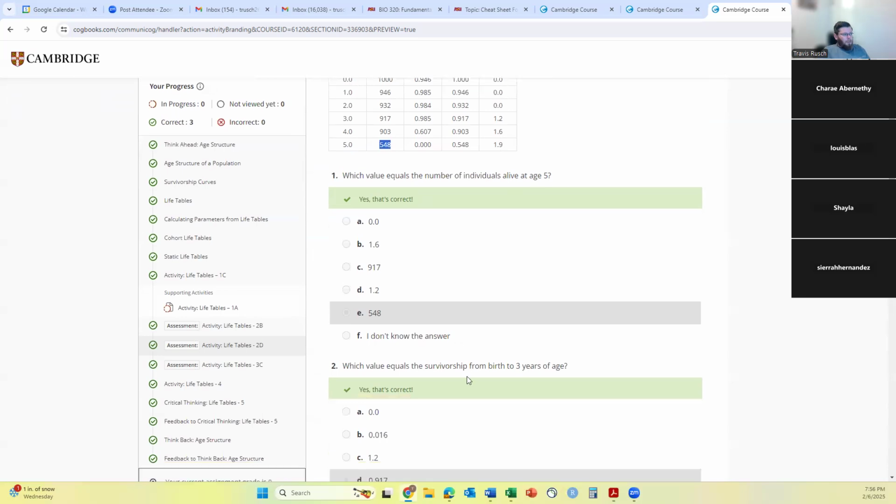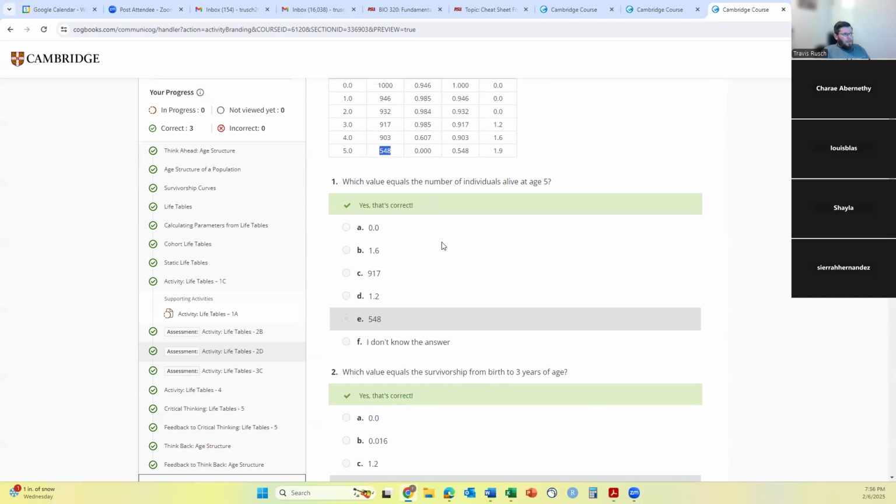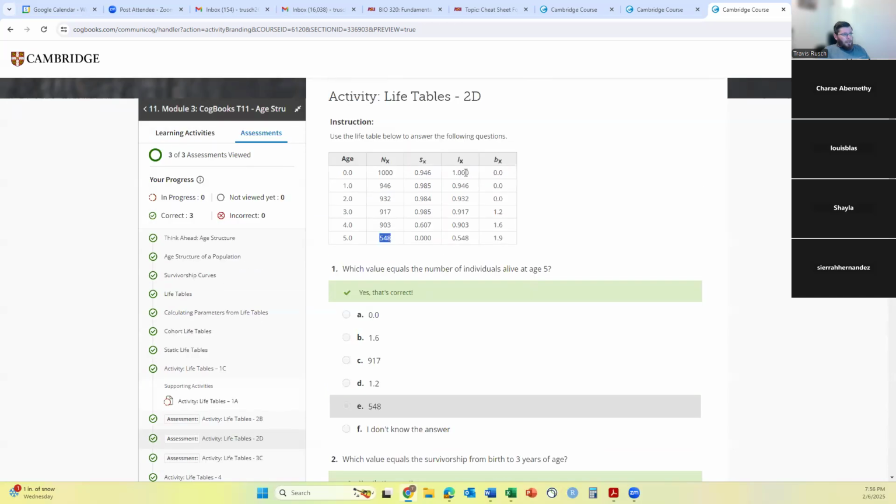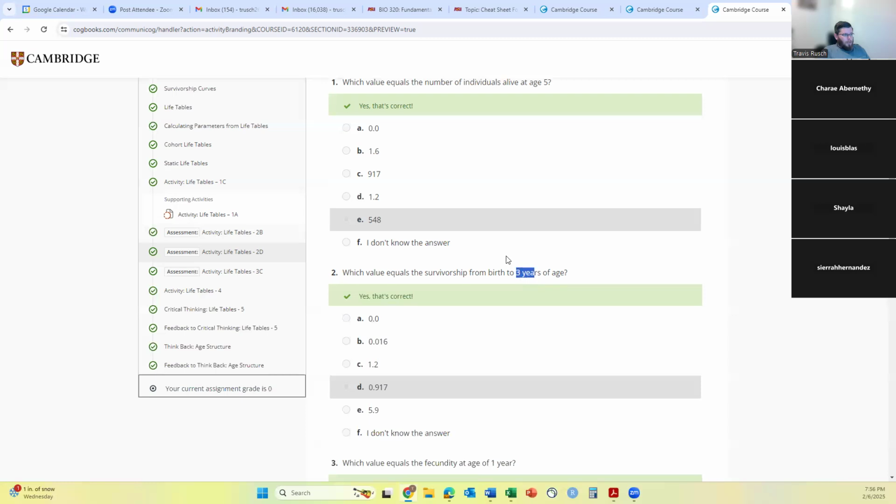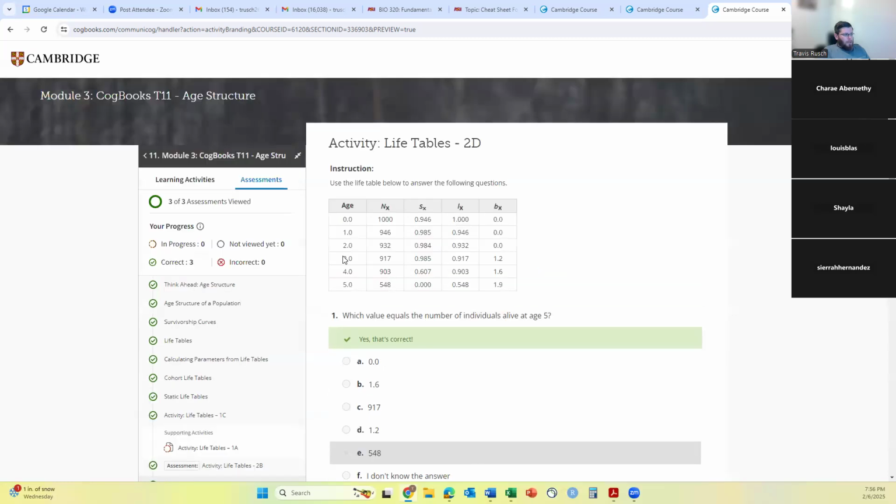Which value equals survivorship from birth to 3 years of age? Survivorship is our LX. And if it's from birth to age 3, we have LX, age 3, and that gives us our 0.917.